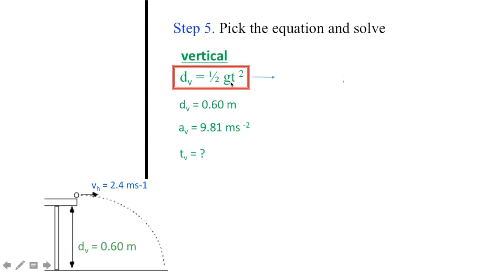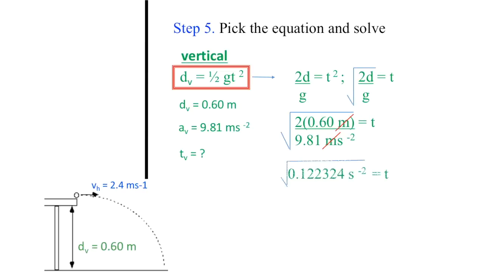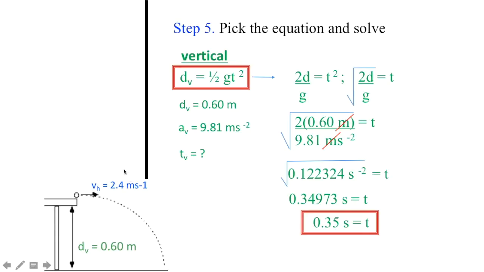So what we want to do is get time by itself, and that means we need to get this 1/2 g over here. In order to do that, we just put it onto the other side by multiplying by 2 and dividing by g. That leaves us t squared. So we're just going to take the square root of this and we will get this equation here. When you solve for t, you should get an answer of 0.34973 or 0.35 seconds, which is 2 sig figs. And if you look at our original information, we were given the uncertainty up to 2 significant figures. So our answer is 0.35 seconds for our time.